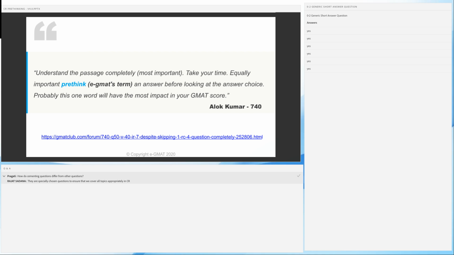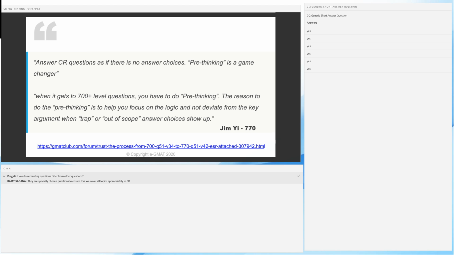Here are a few folks. Alok, who actually got a 740, says, understand the passage. Equally important, pre-think and answer before looking at the answer choice. This one word will have the most impact on your GMAT score. In the world of GFE, that's even more applicable. Here's a guy who got a 770, improved from I think a 30th percentile to a 97th percentile in CR in 20 days just because he started doing pre-thinking. And then he said, answer CR questions as if there are no answer choices.